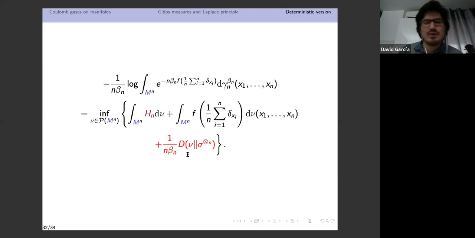And we may see now, at least intuitively, how the theorem about the Laplace principle can be proved. This Hn goes to H, this f stays in f, and these entropies will go to the entropy from the theorem. So it is in this way, in fact, just with a bit of calculations, that we can prove the Laplace principle.